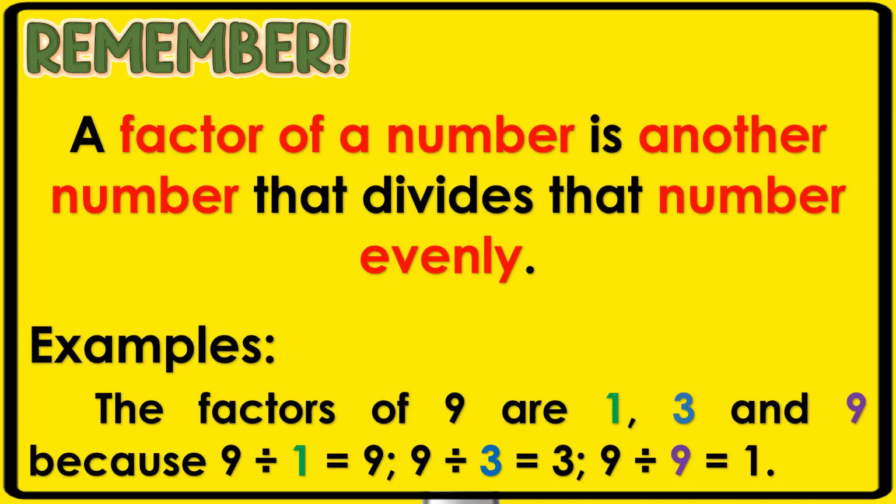Remember, a factor of a number is another number that divides that number evenly. Example: the factors of 9 are 1, 3, and 9 because 9 divided by 1 is 9, 9 divided by 3 is 3, and 9 divided by 9 is 1.